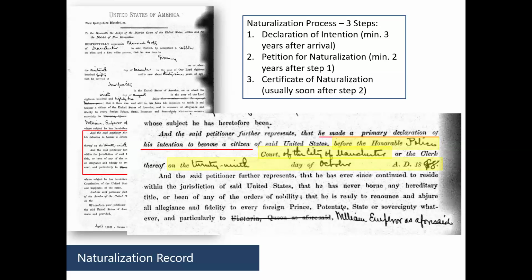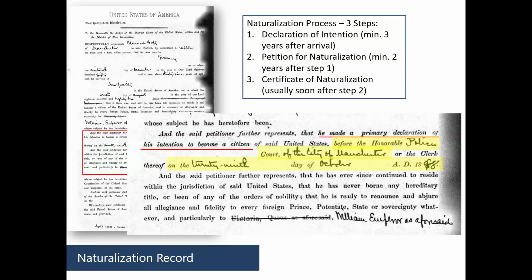And so this particular document here was step 2, the petition of naturalization. In this example, the person had reached out to me and said, okay, this appears to be just one of them. Where else can I go? And what I realized as I was reading through the whole document was that it said his primary declaration of intention, his step 1, was done at the police court in the city of Manchester, and it gave the date.